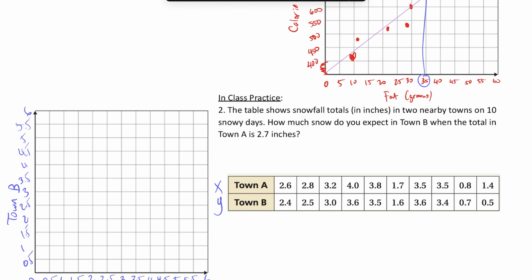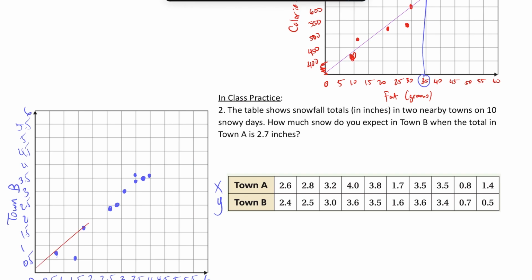Okay, now if I were to plot all the points, 2.6, 2.4 would be like right here. 2.8, 2.5, 3.2, 3, 4, 3.6, 3.8 comma 3.5, 1.7 comma 1.6, 3.5 comma 3.6, 3.5 comma 3.4, 0.8 comma 0.7, 1.4 comma 0.5. So I would say that's roughly about it.